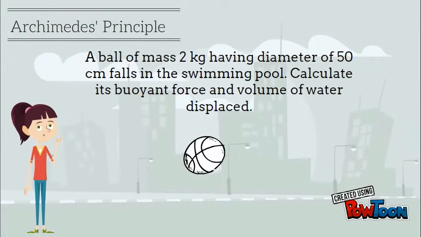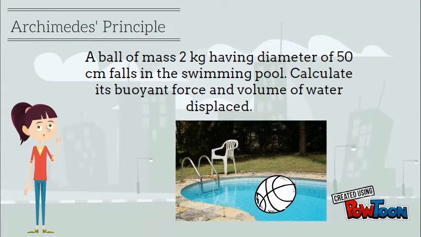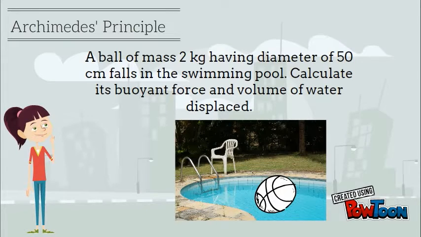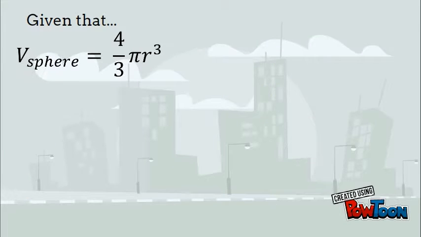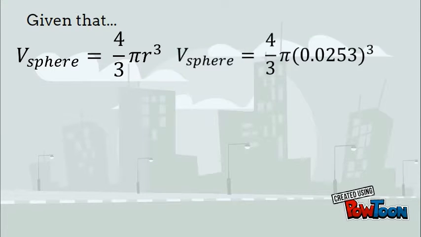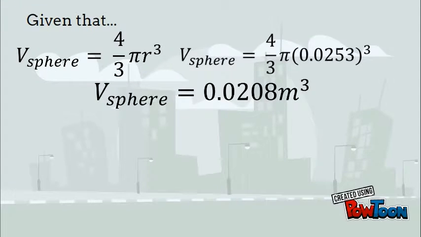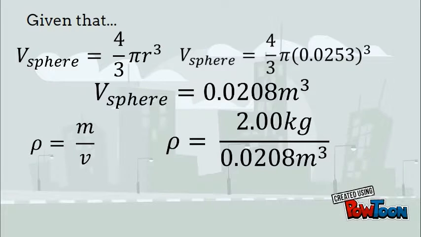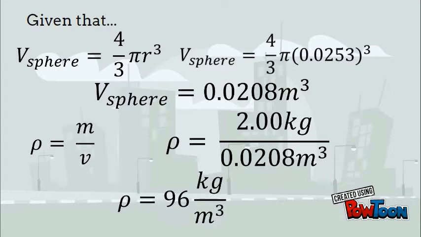A ball has a mass of 2 kilograms and a diameter of 50 centimeters and falls in the swimming pool. Calculate its buoyant force and the volume of water displaced. Calculate first the volume of the sphere, 4/3 pi r cubed. 4/3 pi times 0.025 cubed is equal to 0.0208 meter cubed. Then using the formula for density, mass over volume. The volume of the sphere was used, so 2 kilograms divided by 0.0208 meter cubed equals 96 kilograms per meter cubed.